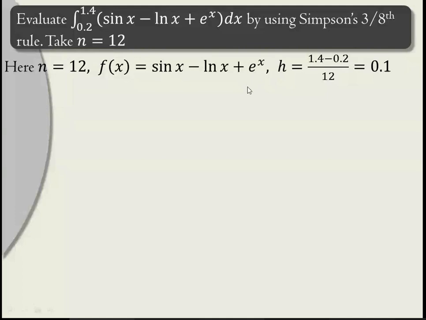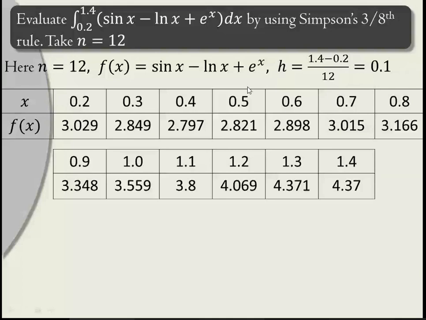Okay, so that table is: starting with 0.2, 0.2 plus 0.1 is this, 0.3 plus 0.1 is 0.4, and continuing until we reach the upper limit 1.4. You can see there are a total of n plus 1, so there must be 13 terms. This will be x0, x1, x2 up to x12.